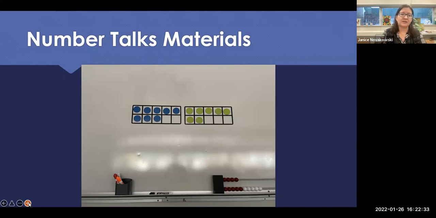And regular markers. Students don't record during a number talk. Again, it is a focus on their mental math strategies and their oral communication. But you could do similar to what is done during number talks, once or twice a month, to have students record their different strategies to solve particular questions, because we do want students to be fluent with different strategies by the end of the school year.